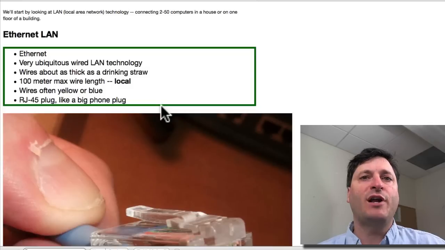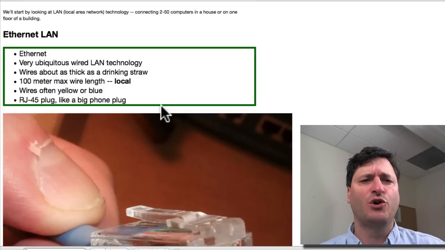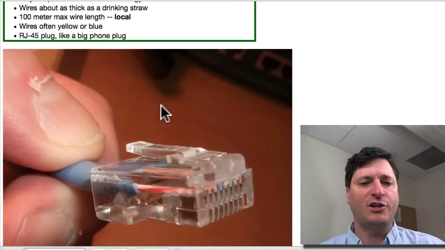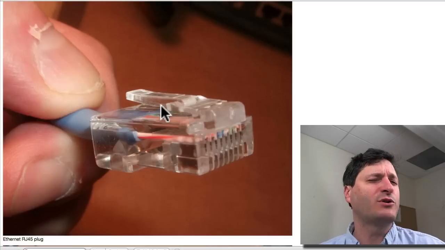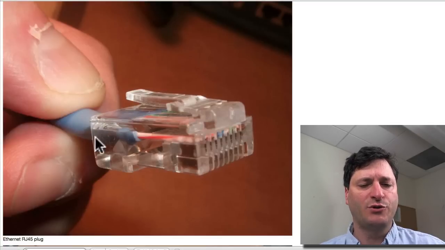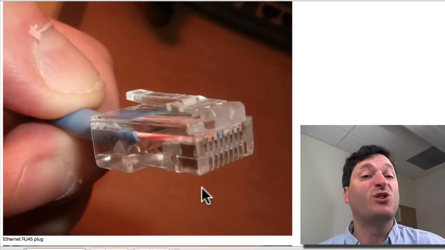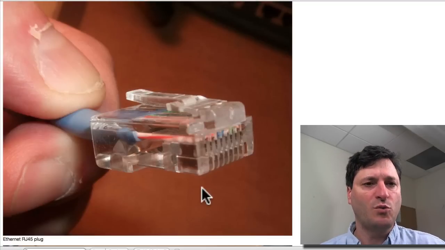The way wired Ethernet works is it uses wires that are maybe about the size of a soda straw. Here's a picture of one. And they terminate in these jacks. This is called an RJ45 jack, which is a little bit bigger than a phone jack. And here you can see the wires going into it, and a lot of times they're blue or yellow. And Ethernet is good for about 100 meters maximum length. So you can see that's how it covers basically one building or one floor or something like that.